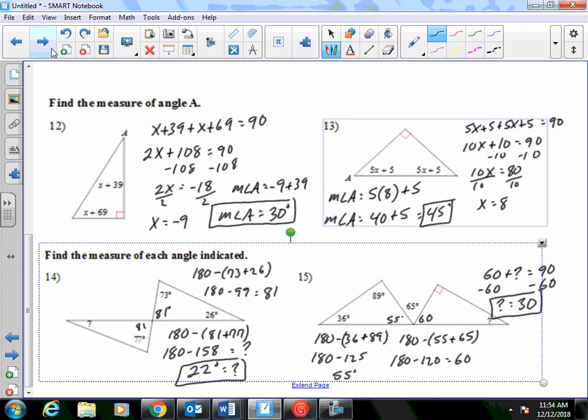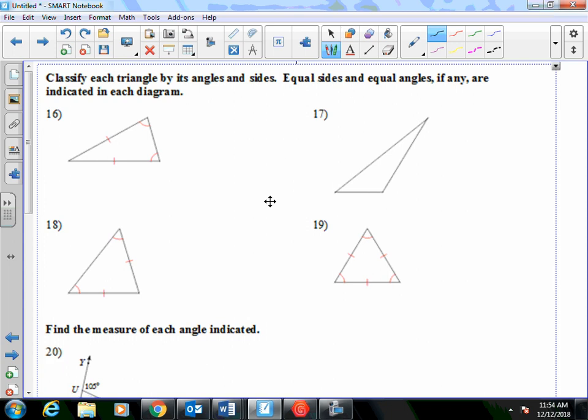All right, moving on. 16 through 19, just simply classifying each triangle by its angles and sides. Equal sides and equal angles, if any, are indicated in each diagram. So the tick marks are going to indicate what sides or angles are congruent to each other. So first one, we've got two sides marked congruent and two angles marked congruent.